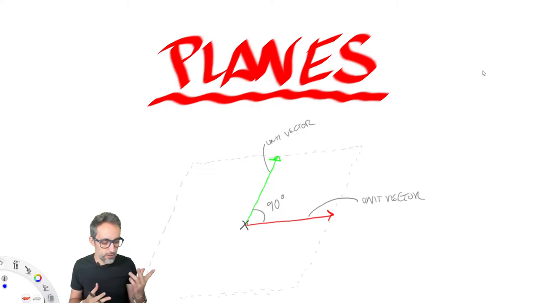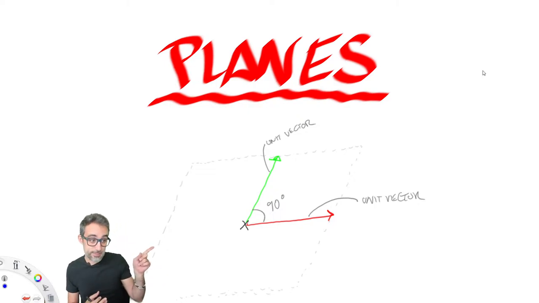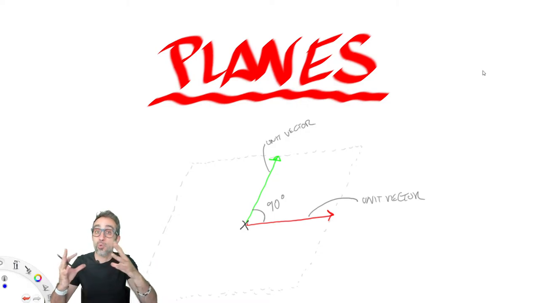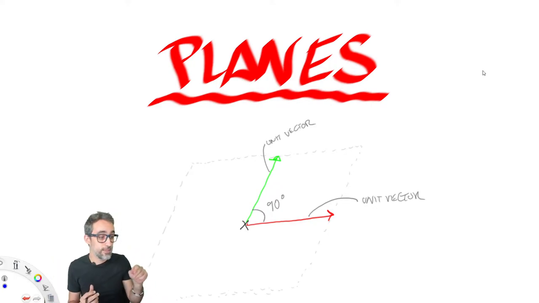So if you think about this particular convention, what it means is that the two vectors form an orthonormal coordinate system. What that means is that the two vectors, because they're unit and they're perpendicular, are very, very similar to the vectors that we use to represent the world coordinate. And therefore, this plane could be considered a local coordinate system.